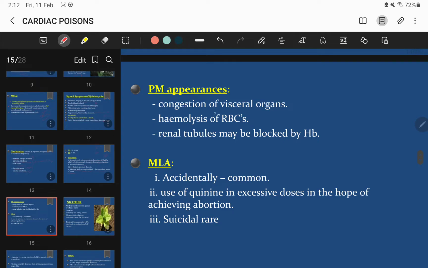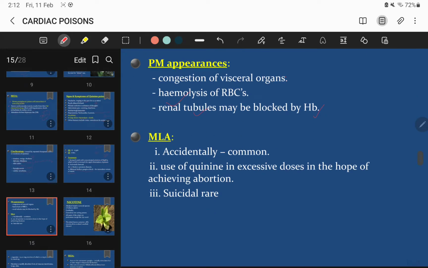In the postmortem appearance, there is congestion of the visceral organs. If there is a high dose, hemolysis can occur, and the renal tubules may be blocked by the hemoglobin. So these are the features of quinine.